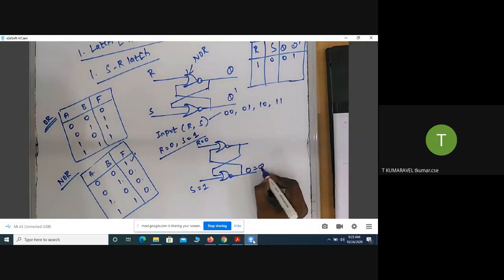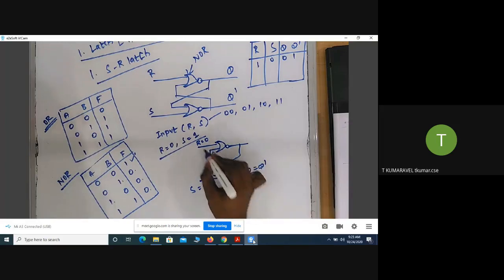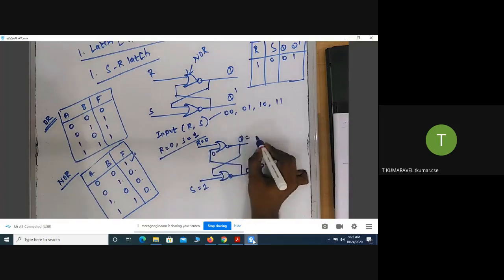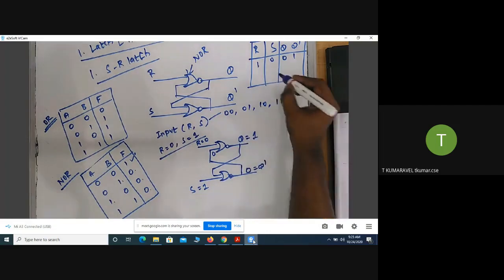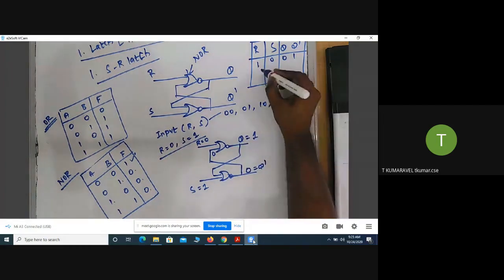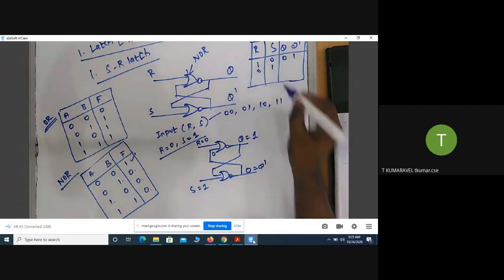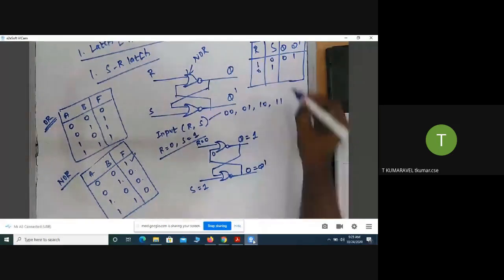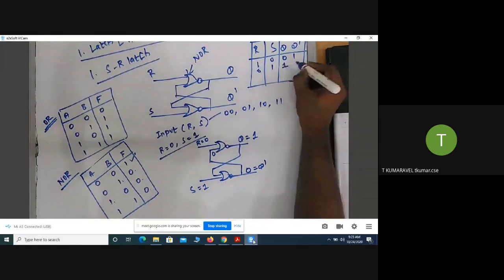This is called Q naught. So this is the input for here. Here, the Q value equal to 1. The R value equal to 0 and S value equal to 1. So Q value equal to 1 and Q naught value equal to 0.